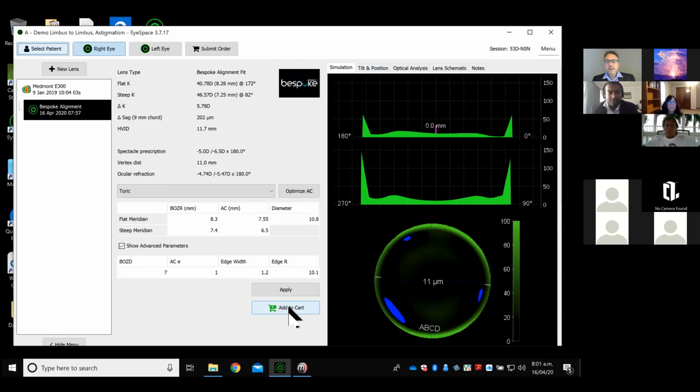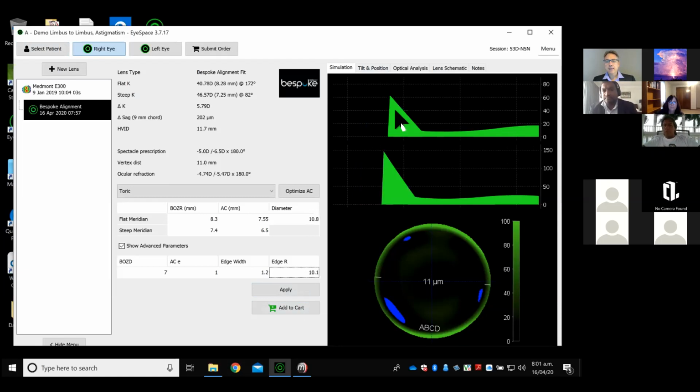So the next step is to look at the edge radius. Again, we're aiming for about 60 to 80 microns of edge lift. A way to zoom in is to click with the left mouse button, draw a box, and then it will enlarge that specific area, and we can see we're within that 60 to 80 microns of clearance. So at this point, the lens design looks good.